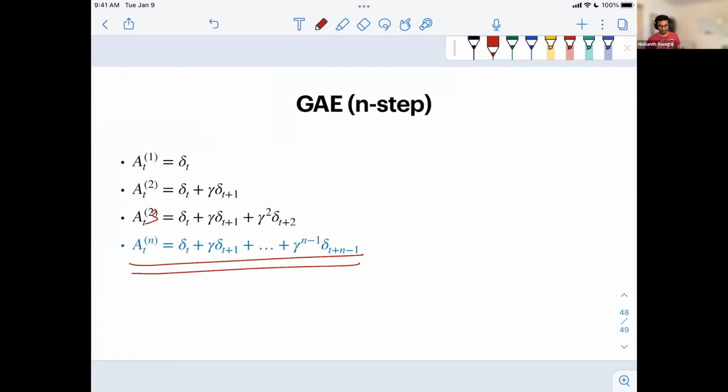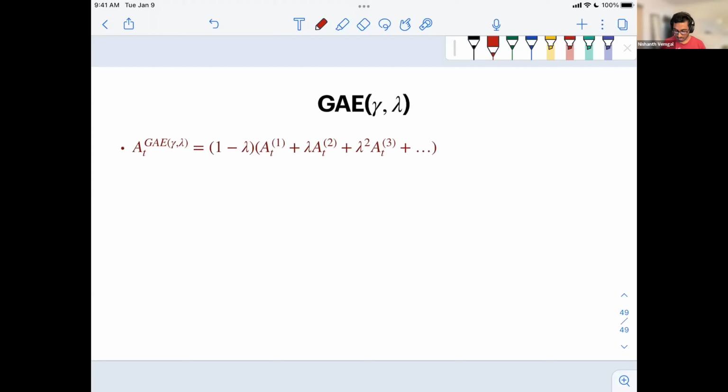gamma-discounted TD errors. In fact, as I said in lambda returns, you can also take a convex combination of these different advantage estimates, which is what they do in GAE(gamma, lambda). They take this convex combination of different advantage estimates. I can quickly go through the math from the paper, but in the interest of time, I'll just briefly tell you what's happening here in the advantage estimate.